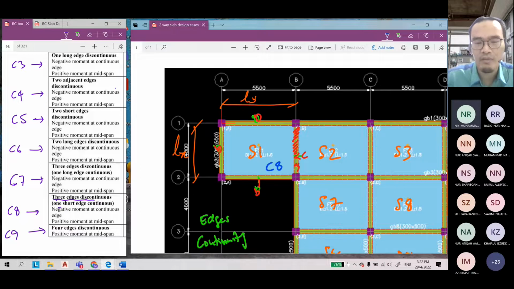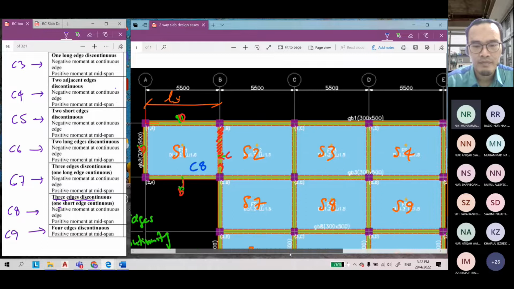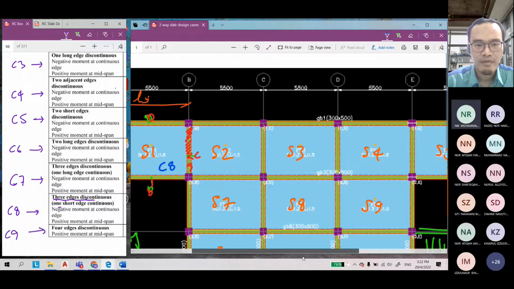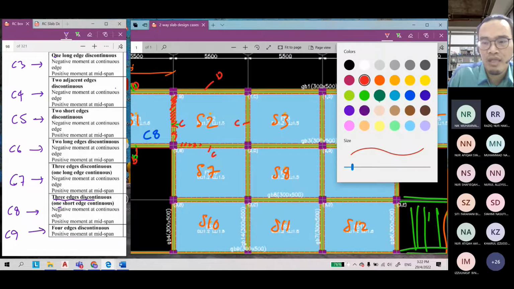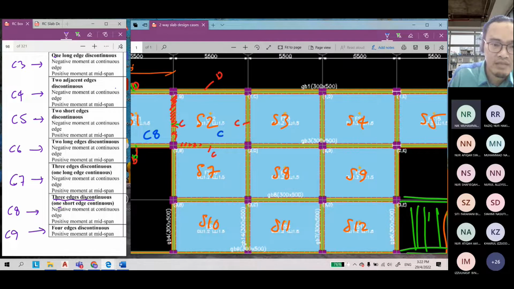How about slab number two? Case three, one long edge discontinuous, good. Because this one is discontinuous, and this is continuous, this is also continuous, this is also continuous. So one long edge discontinuous. Anybody who did not understand, please stop me, okay? So this is case number three.